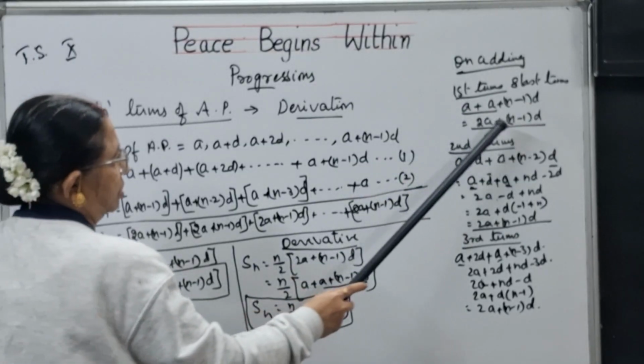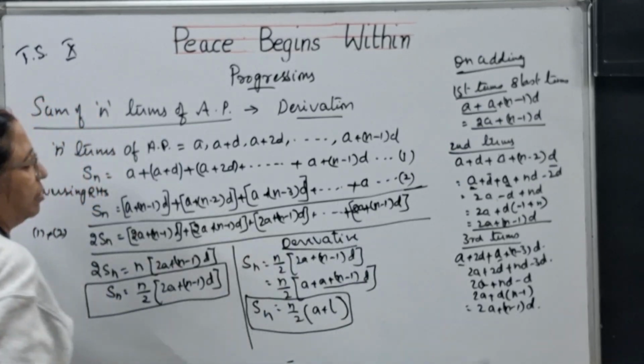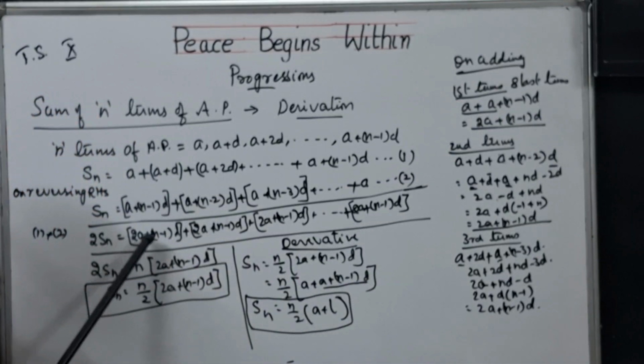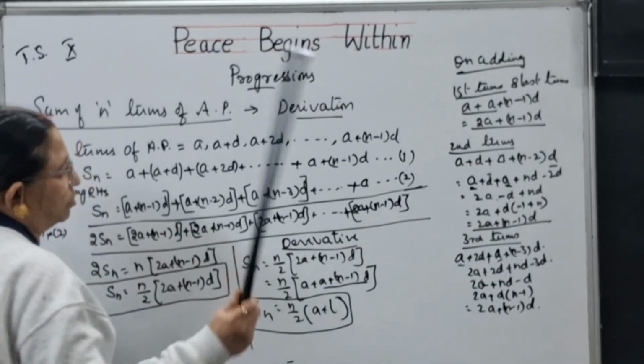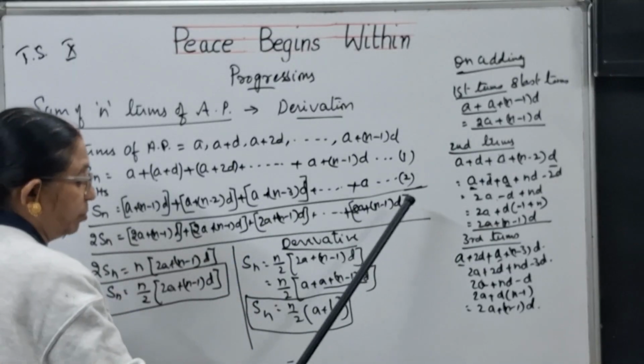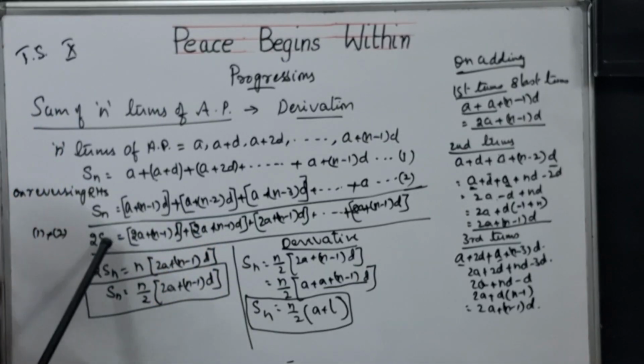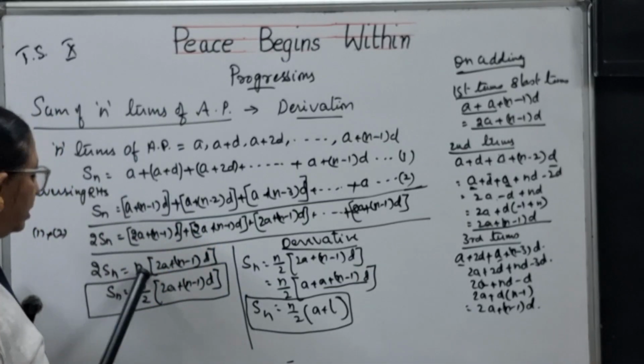a plus n minus 1 into d, 2a plus n minus 1 into d. That means when you are adding these two, you are getting the same value. How many times will you be getting it? As many number of terms as we have taken. That number of terms we are considering as n.